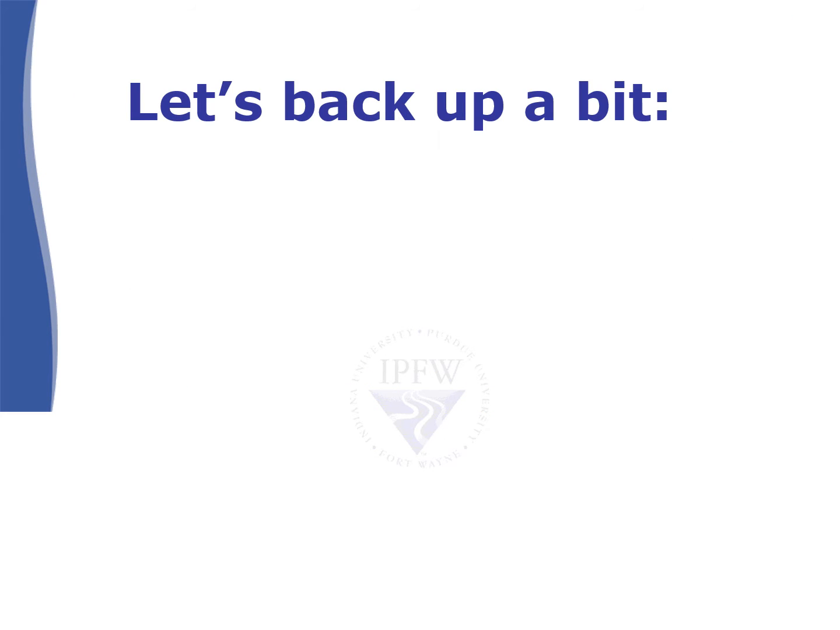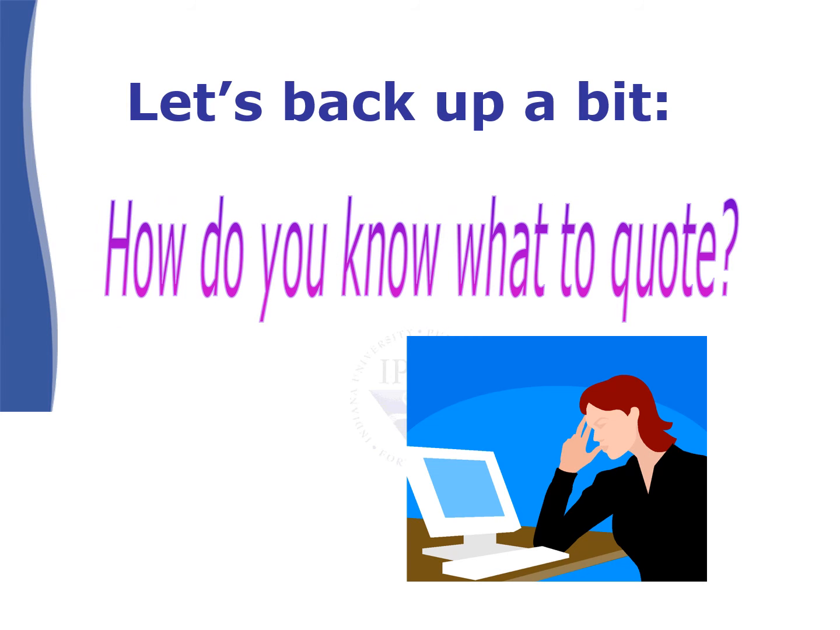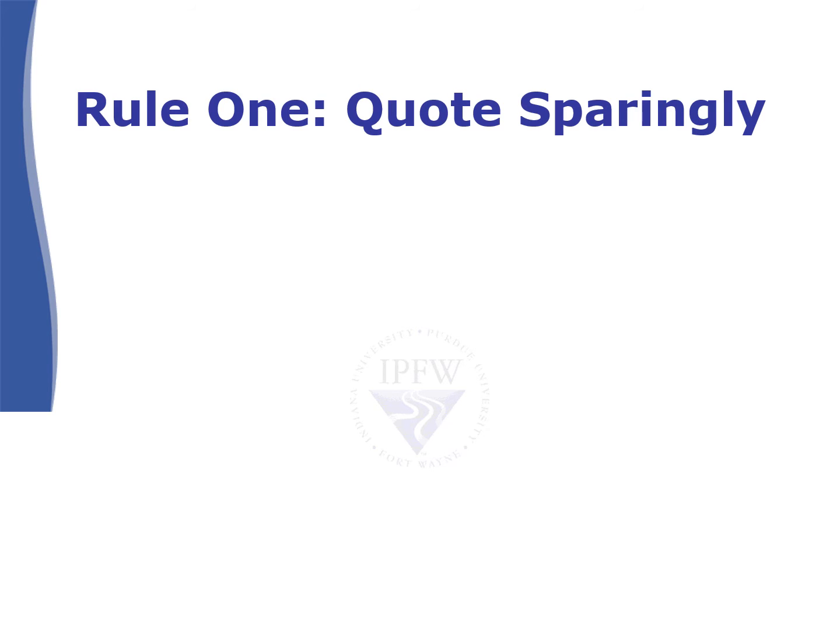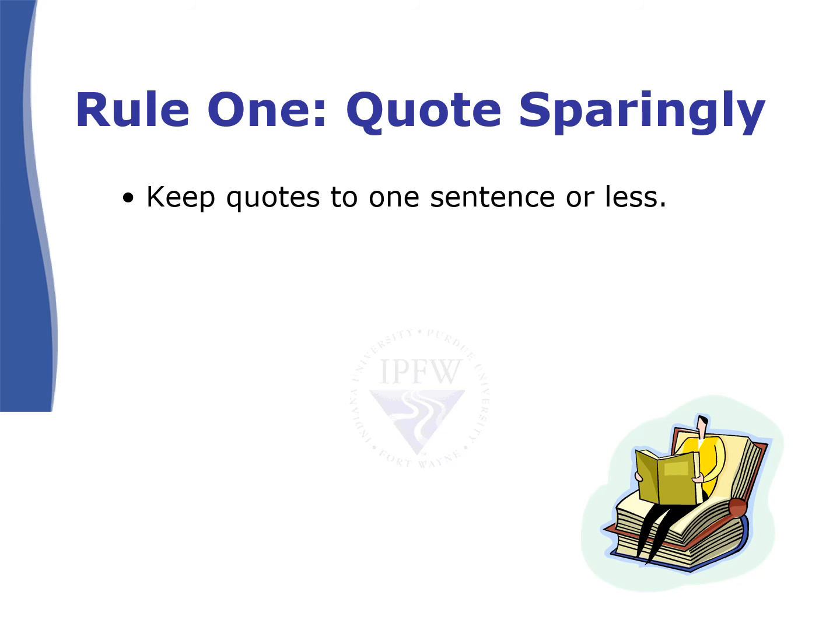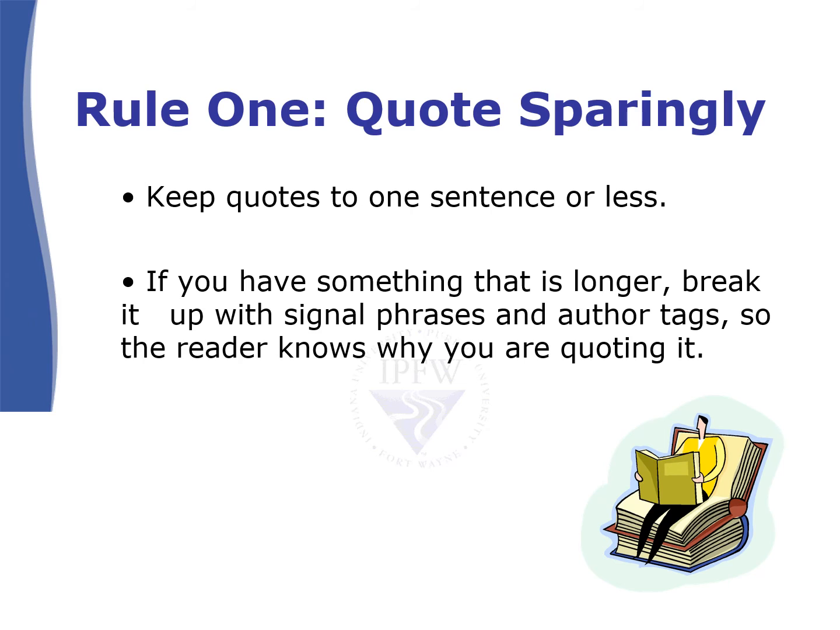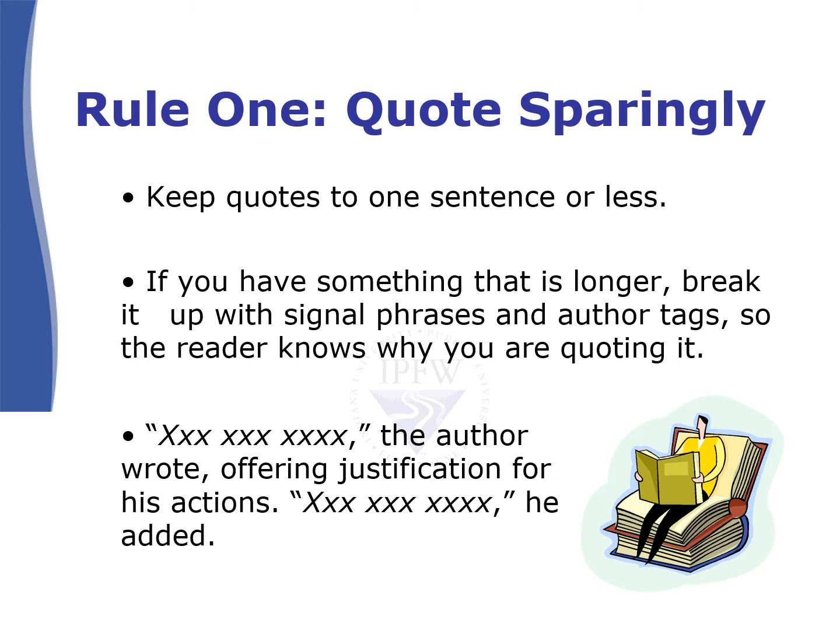So let's back it up a bit. How do you know what to quote? Well, one rule, quote sparingly. Okay, you don't want to use a whole lot of quotes. Keep quotes to one sentence or even less. If you have something that is longer, break it up with signal phrases and author tags so the reader knows why you're quoting it. And you have an example here. The author wrote, offering justification for his actions, and then the quote, and he added. Okay, so again, use quotes sparingly.